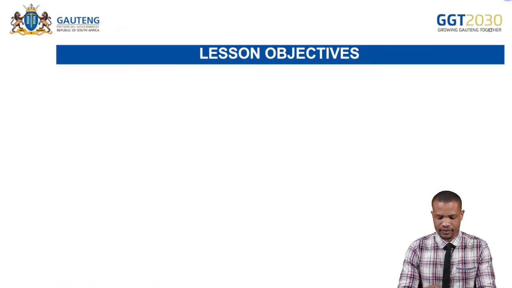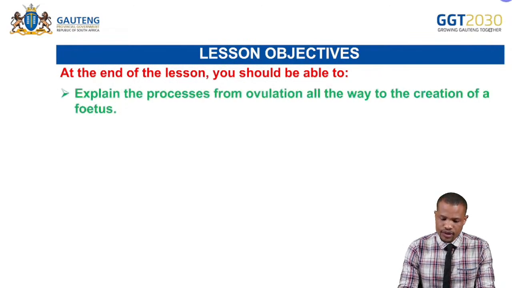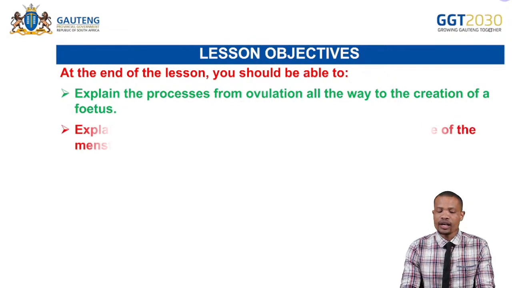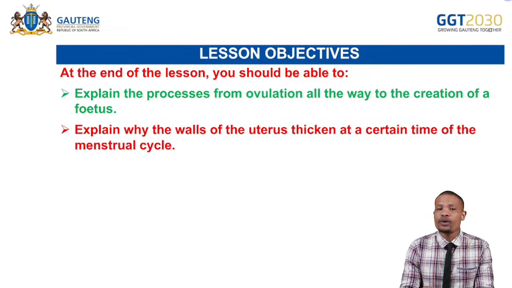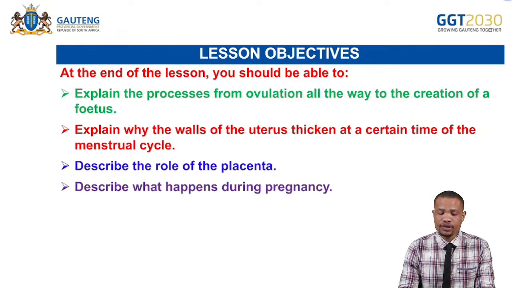Shall we begin? Right, so what's the point of this lesson? What are we trying to achieve and why are we doing this? We are trying to ensure that by the end of this lesson, you should be able to explain the processes from ovulation all the way to the creation of a fetus. You should be able to explain why the walls of the uterus thicken at a certain time of the menstruation cycle. And you should be able to describe the role of the placenta. And you should be able to describe what happens during pregnancy.